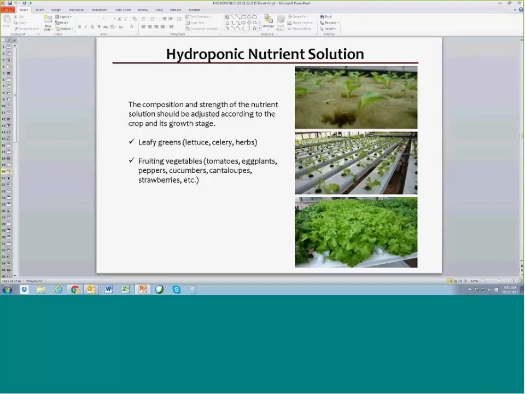So different species, tomatoes for example, may have different requirements depending on the stage of development, and so it's important that you get familiar, once you decide to grow one or two species, with the requirements of the plants. Next.